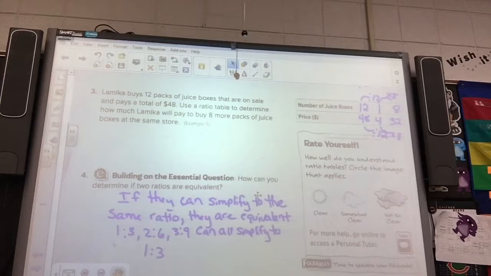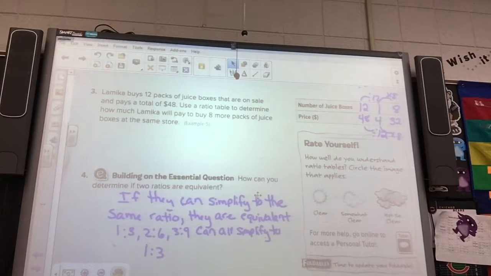And if you look back at your problems, the number 3, 8/32, if we multiplied it up or divided it down, they would all simplify down to 1/4, or 12/48 or 8/32. So all those are equivalent because they all simplify down.